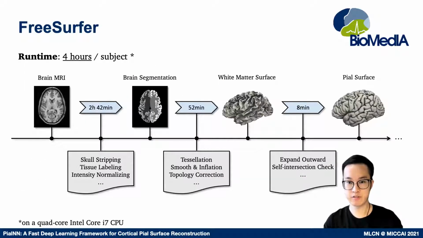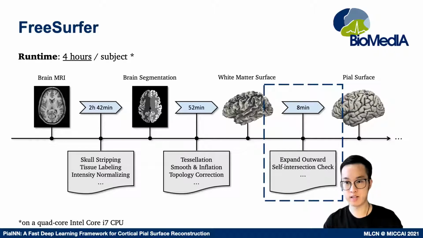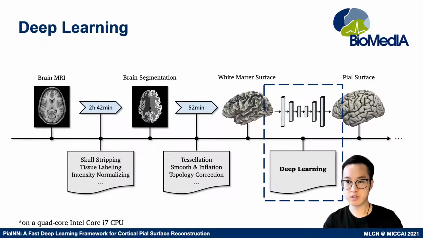Here is the cortical surface reconstruction pipeline of FreeSurfer, which is a widely used neuroimage analysis tool. It takes around 4 hours to reconstruct the cortical surfaces of a single subject. Such a pipeline is time-consuming, and therefore, we need an efficient alternative approach. In this work, we take the first step and focus on the pial surface reconstruction. Instead of iterative expanding and self-intersection checking, we consider deep learning approaches, which provide a fast and end-to-end solution.